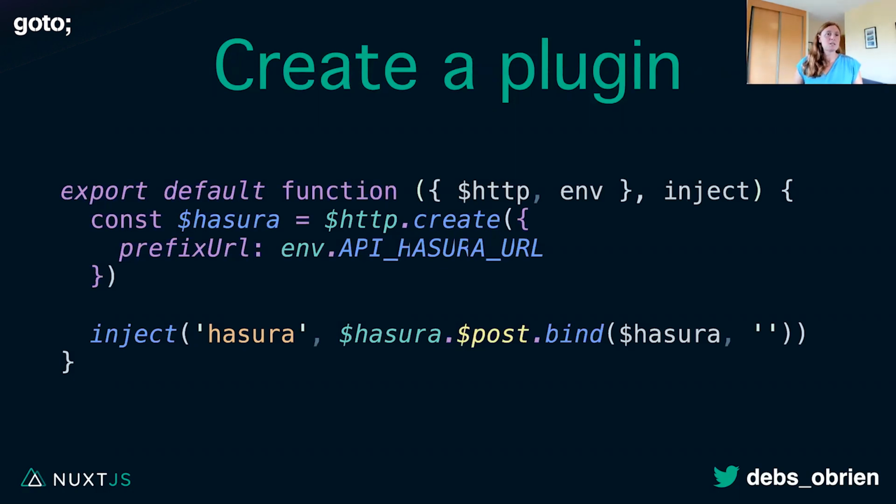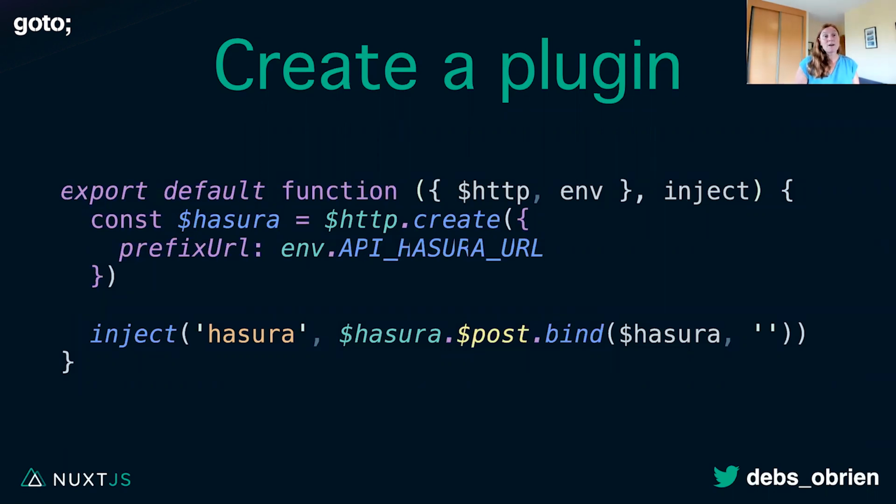It's basically just exporting a function. I'm passing in the $http module that I already installed and the env, which I get from Nuxt from the context. And I'm using the inject, right? This is something that comes from Nuxt, and inject means I can inject it into my code. Then I'm just calling it $hasura. I could call this whatever I wanted. And I'm basically just creating it.